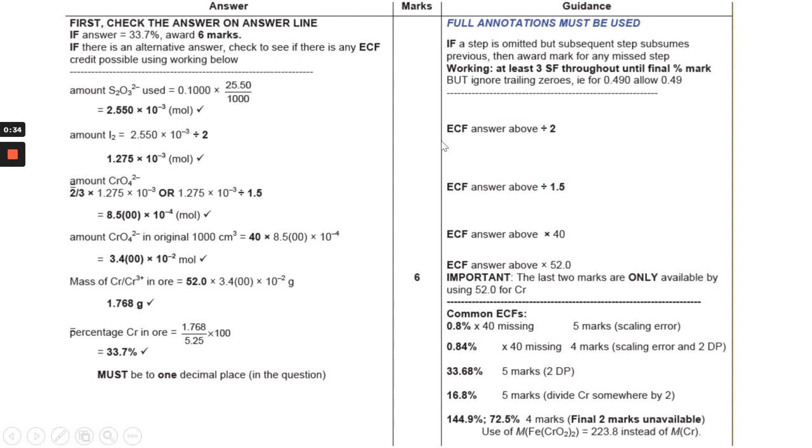Quick check of the mark scheme, you can see quite a lot of ECFs all the way through, and you can see where the ticks are actually awarded, similar to our calculations. If you get 33.7, you get 6 marks. There's some common ECFs you can double check there as well.